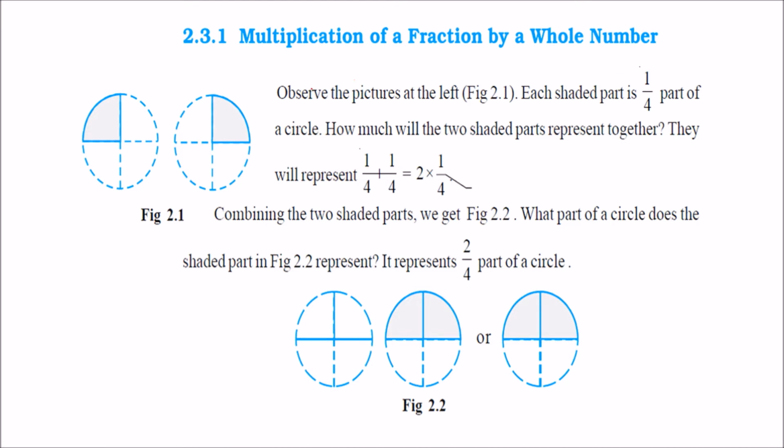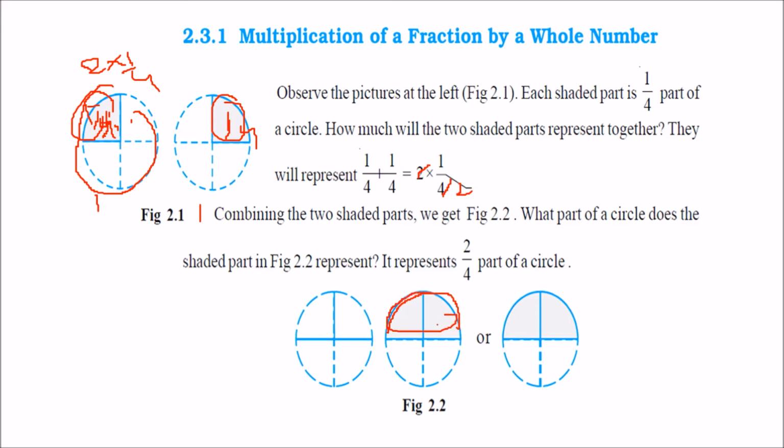How to understand this? If this is a circle, and this is my 1, this part is 1 by 4, because there are 4 equal parts. This is again 1 by 4 part. So what we are doing here is adding 1 by 4 and 1 by 4, which is actually 2 into 1 by 4. We are combining these shaded parts, and together they become 2 into 1 by 4. That is nothing but the half.